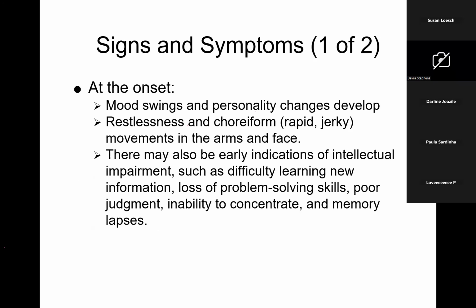So for Huntington's, they'll have mood swings, personality changes, restless, rapid, jerky movements called choreiform, usually in the arms and the face, intellectual impairment because they have a problem with their memory and their judgment because of the issues with the acetylcholine and the GABA. All right. So that's going to be the onset of the symptoms right there.